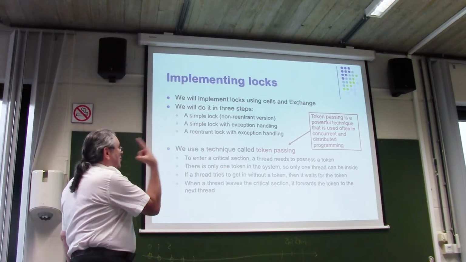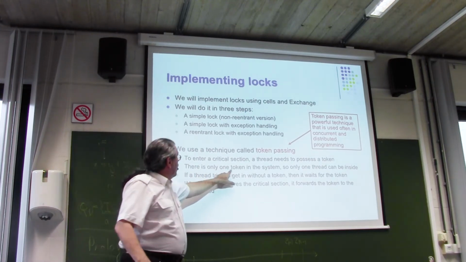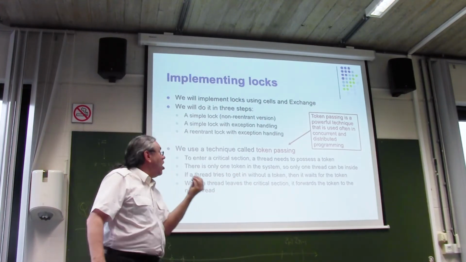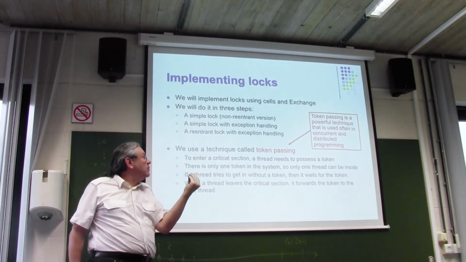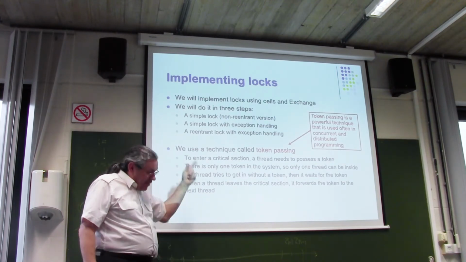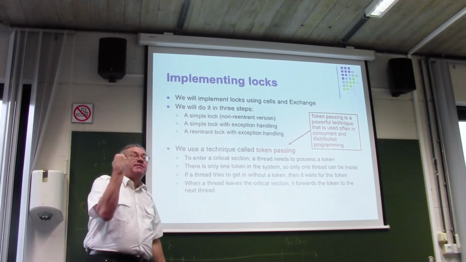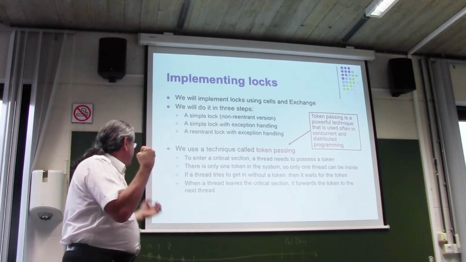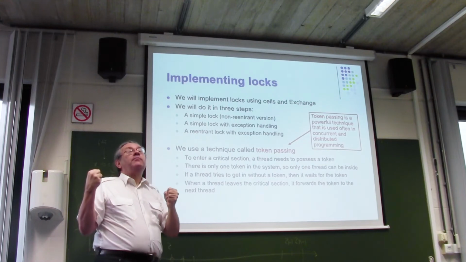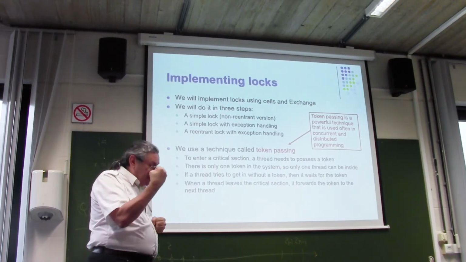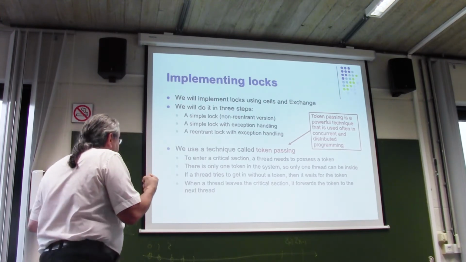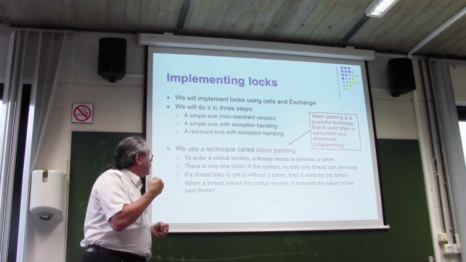And there's only 1 token in the system. Actually, there's only 1 token for each lock. Each lock has its own token. And the thread that's in the lock possesses the token. If a thread tries to get in without the token, it cannot get in. So the token is what gives you the right to get in. So this is how it works.